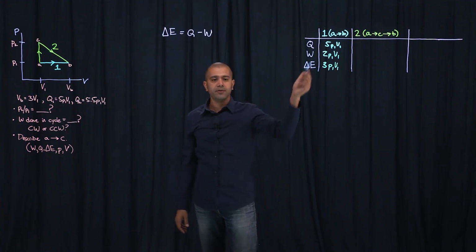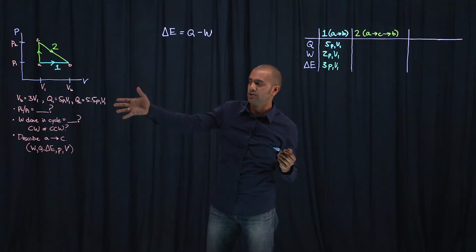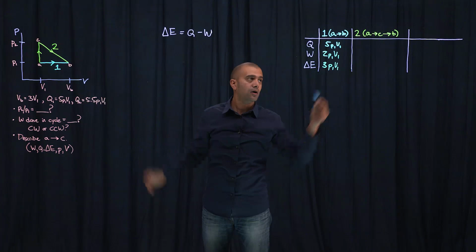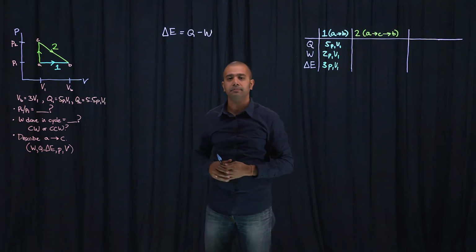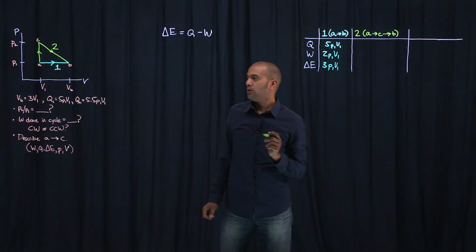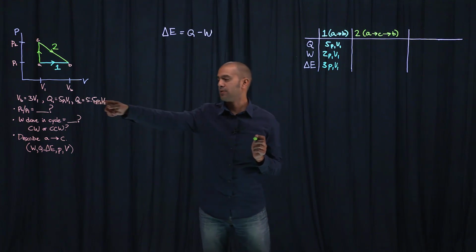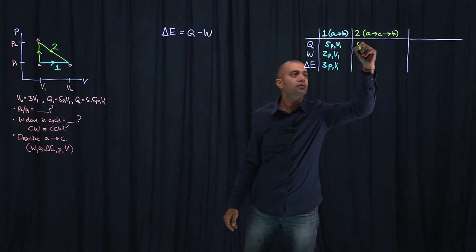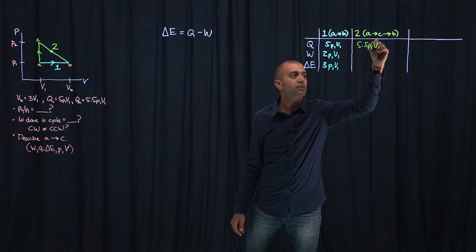Let me have you do path 2. Do a similar thing to what I did here. There's some information given, some you have to find. Fill in the next column, and then we'll take it from there. For path 2, it's given to us that the total amount of heat taken in is 5.5 P1 V1, so that one's straightforward.